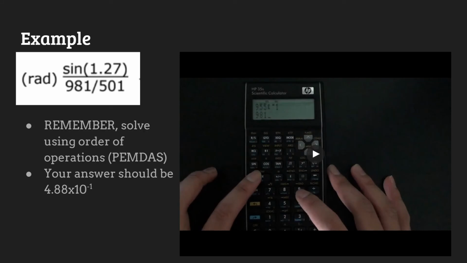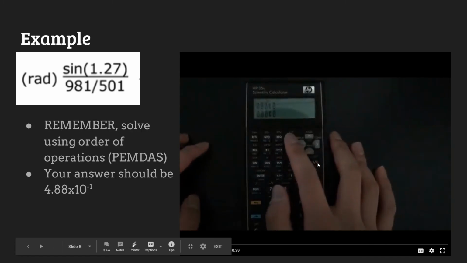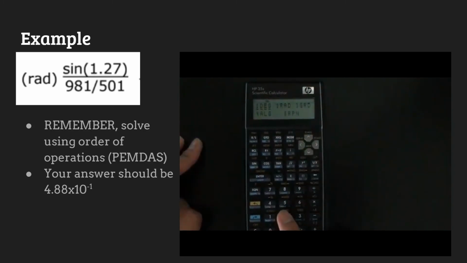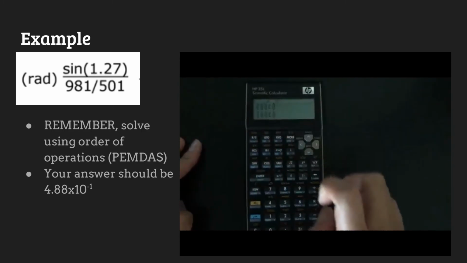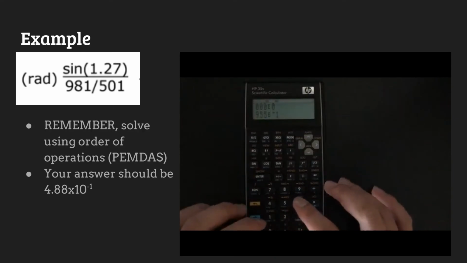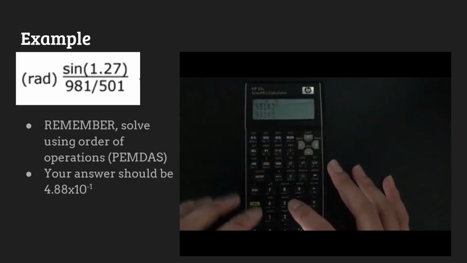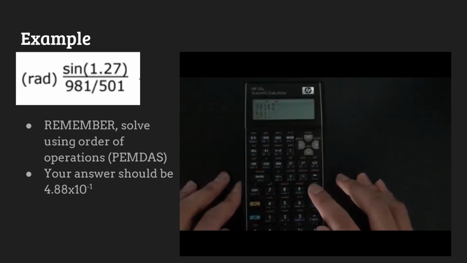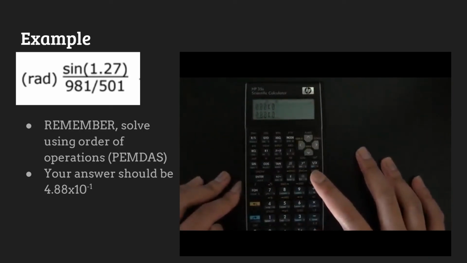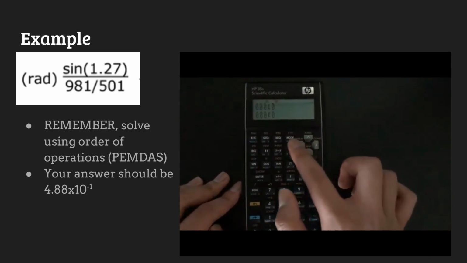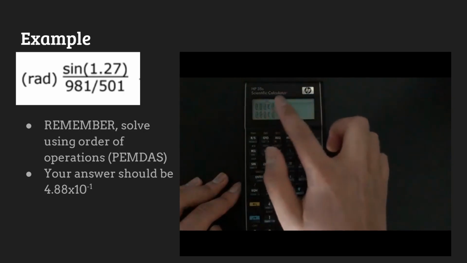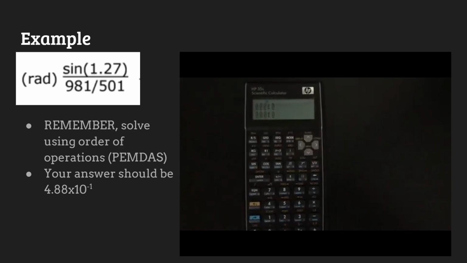So let's go over that example again. I press mode, and then I go into RAD for radians. And this should pop up at the top. And then I do 1.27 sine, 981 divided by 501. And then I divide again. That's your answer. You want to go back into DEG by pressing mode, and then 1 for DEG. As you see in the top, RAD disappears. Now you're back in DEG.